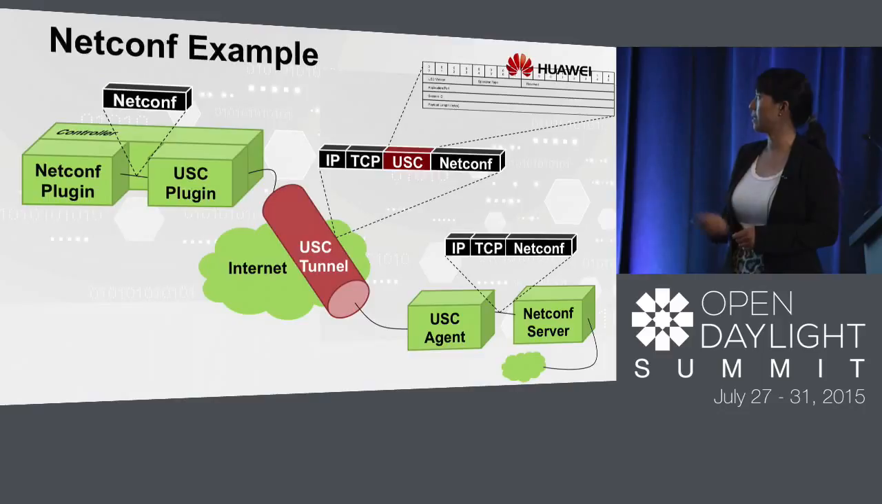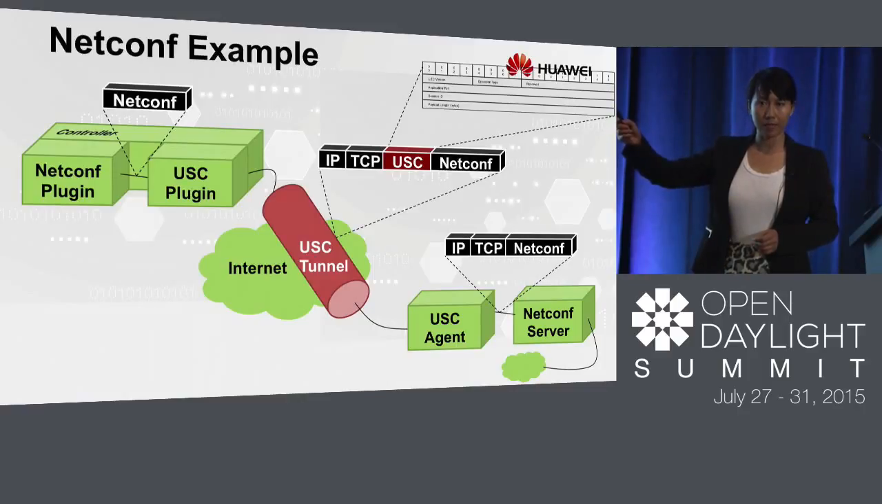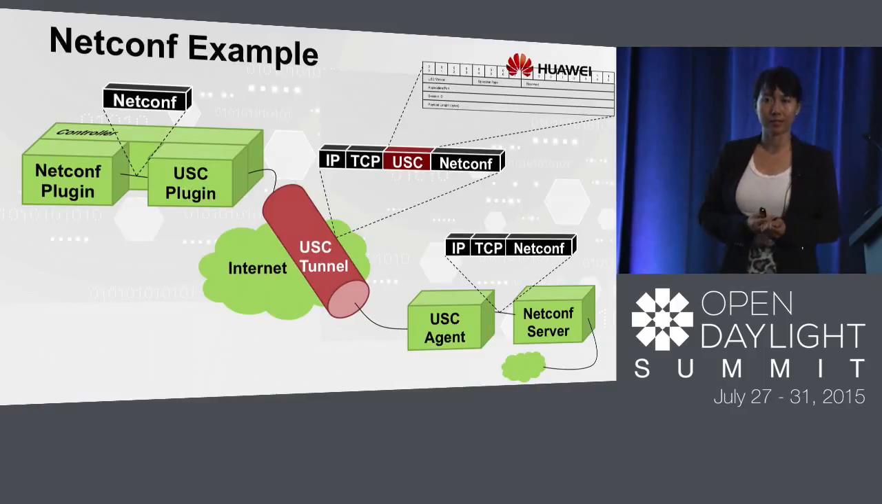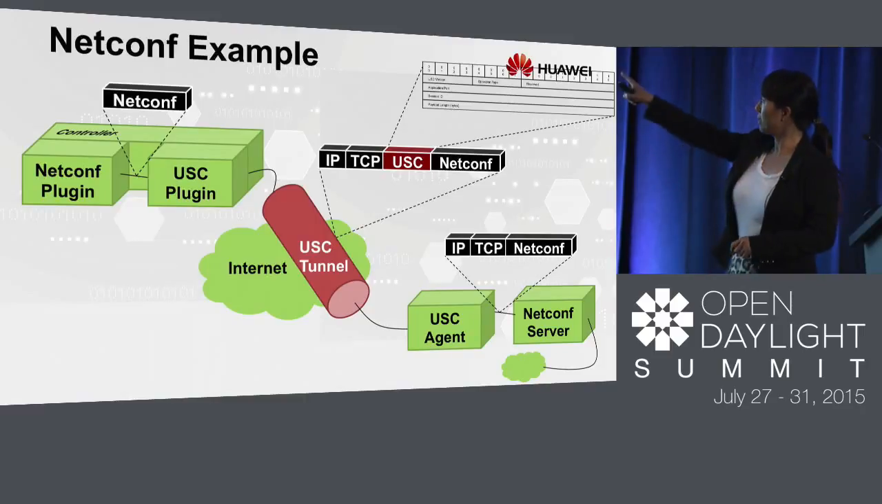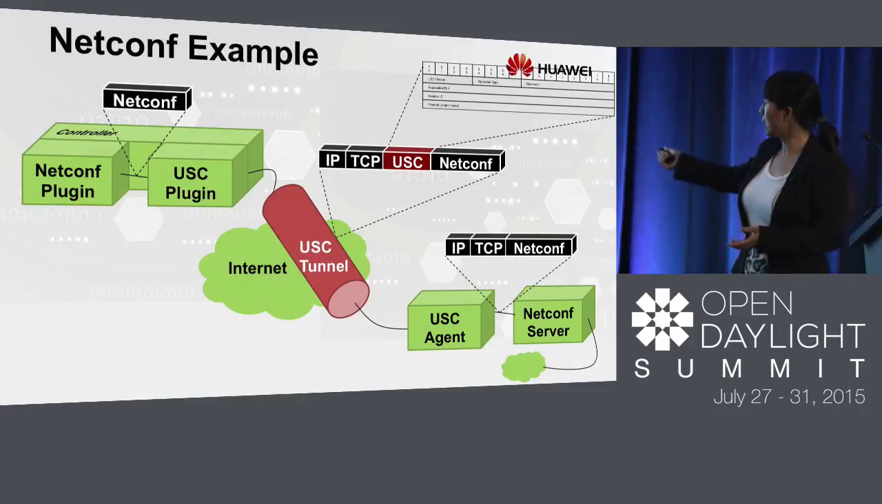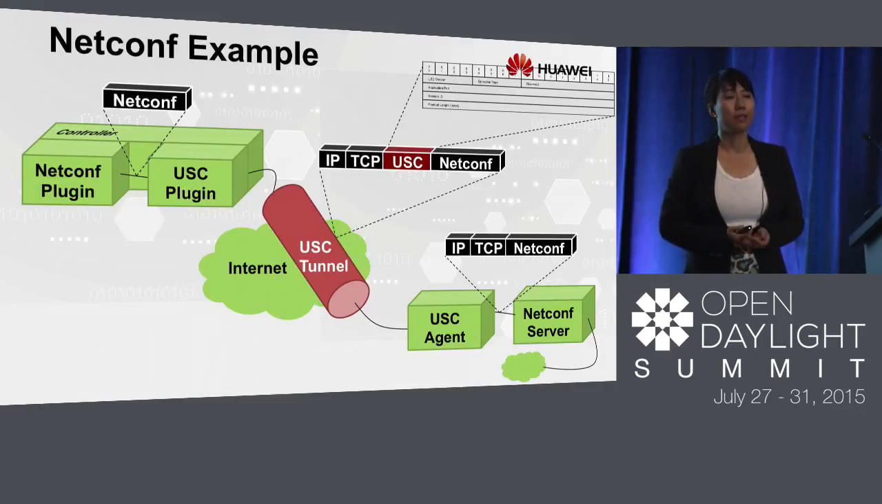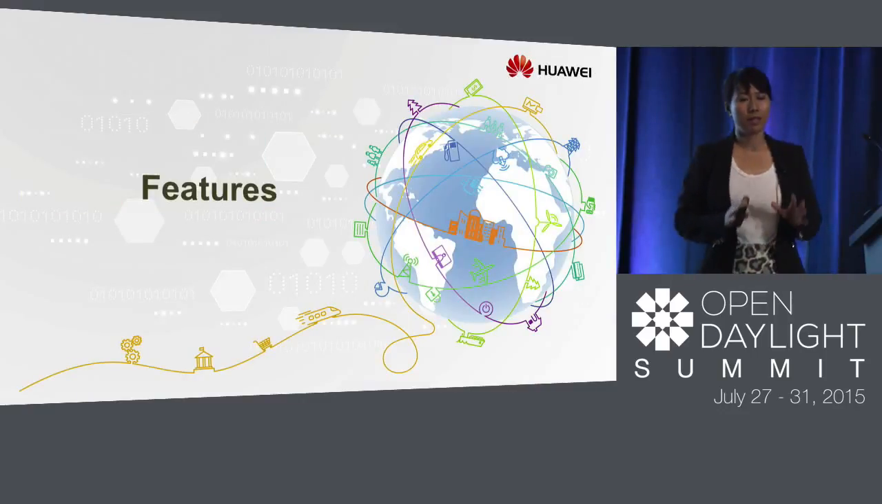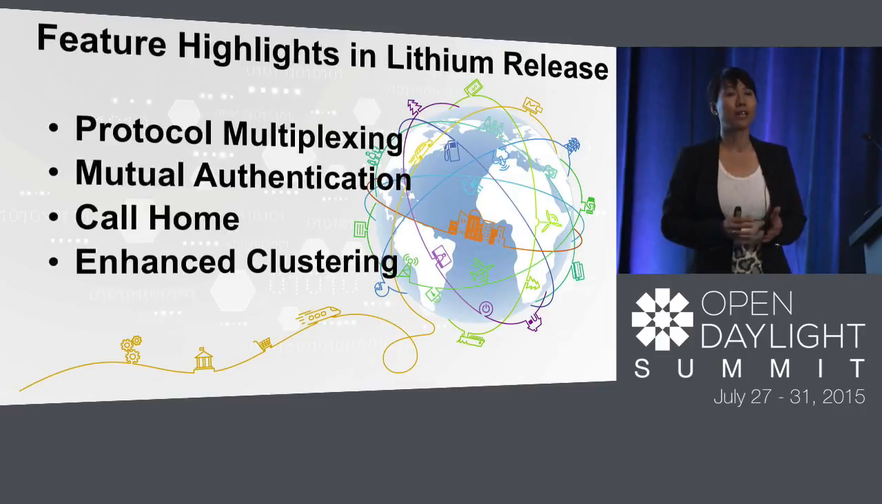This one is probably a little bit abstract. I can just give you an example. If you look at the NetConf example, the NetConf plugin we didn't change. Before talking with the USC plugin, it's still a NetConf standard message. And the USC plugin will add the USC header, a very thin layer, basically just like a wrapper. And then it goes through this tunnel, and then the USC agent will remove that header, and it goes to the NetConf server as a standard message. This will be applied to other protocols as well, which don't have security and other things. So that's a very high level view of the features and the architecture, and how you implement it.